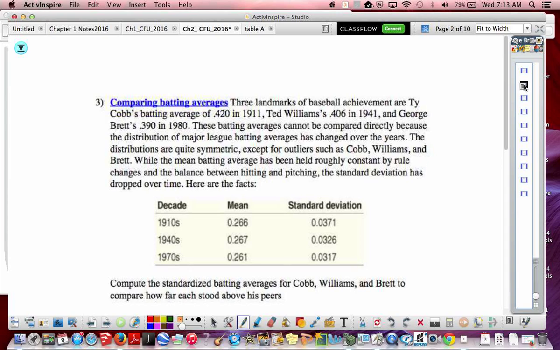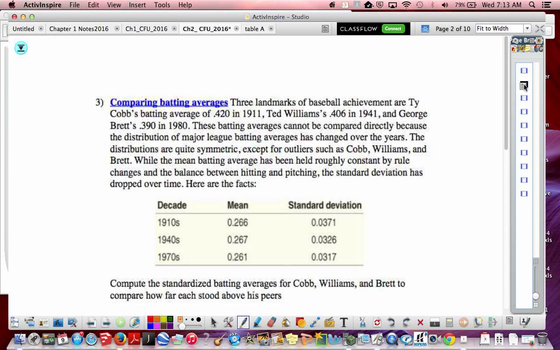The distributions are quite symmetric except for outliers such as Cobb, Williams, and Brett. While the mean batting average has been held roughly constant by rule changes in the balance between hitting and pitching, the standard deviations have dropped over time. Here are the facts. In the 1910s, the mean was .266, standard deviation was .0371. Then the 1940s, you can see it there, and 1970s, you can see it there. I'm just going to save a little time and not read it all.